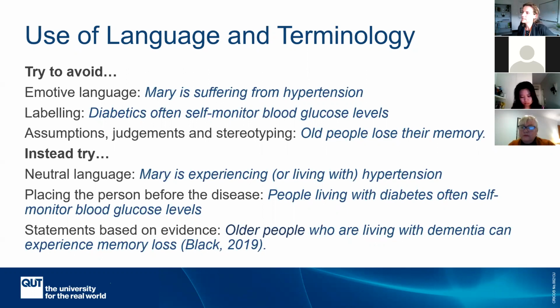And avoid assumptions, judgments, and stereotyping. So something like old people lose their memory, well, it may be true, but you need to base that on evidence if you're going to make a statement like that. So, for example, older people who are living with dementia can experience memory loss. Reference. That's perfectly acceptable. It's based on evidence. It's not just a stereotype. And I think this kind of way of thinking, which is reflected in our writing, is really critical to being person-centred nurses.